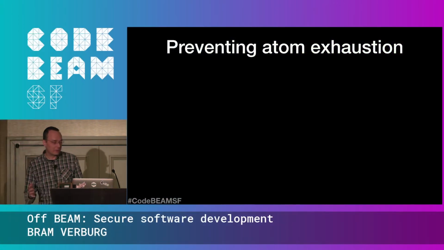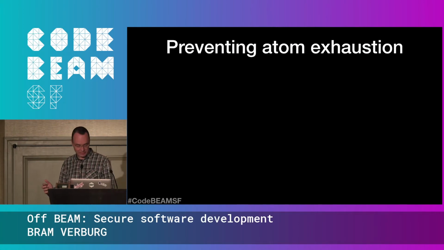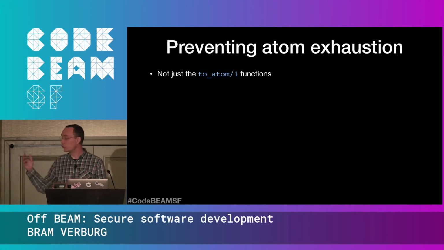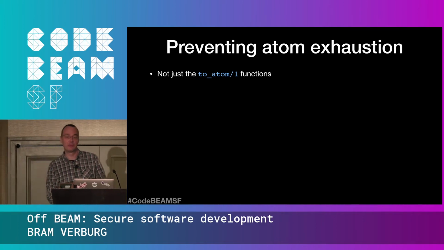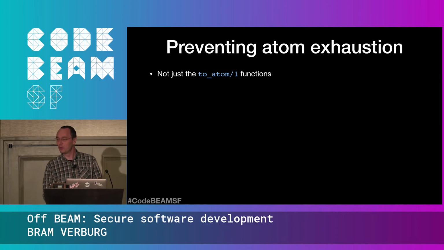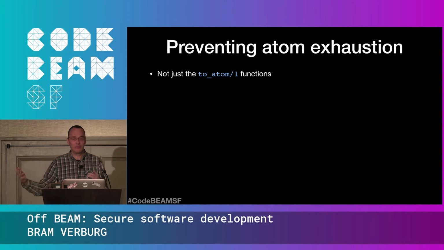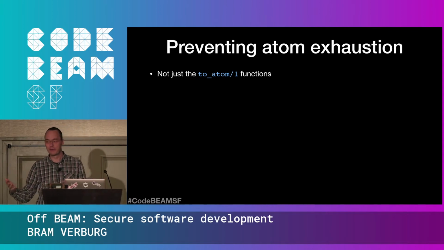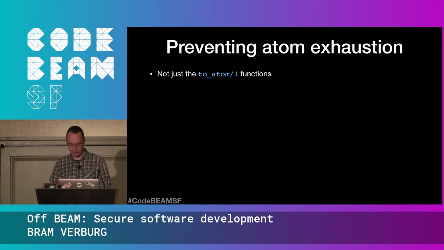So atom exhaustion, I already mentioned it briefly. The two atom functions are dangerous because if the atom table is of limited size, if you create atoms dynamically, you risk running out of atom table entries, and that will blow up your VM. And of course, if you're generating atoms from user provided input, those users could crash your VM. That's a denial of service vulnerability.